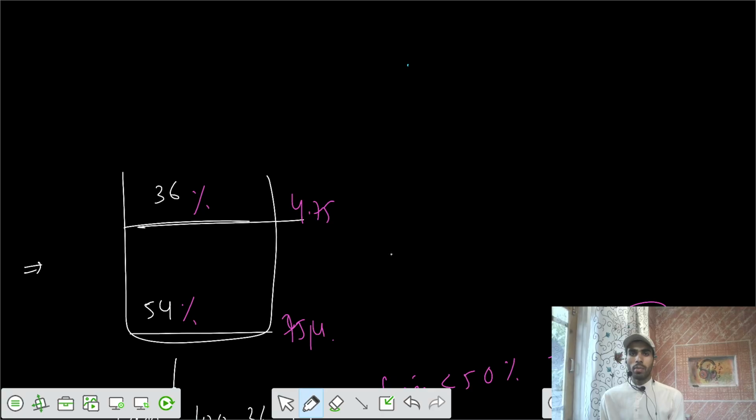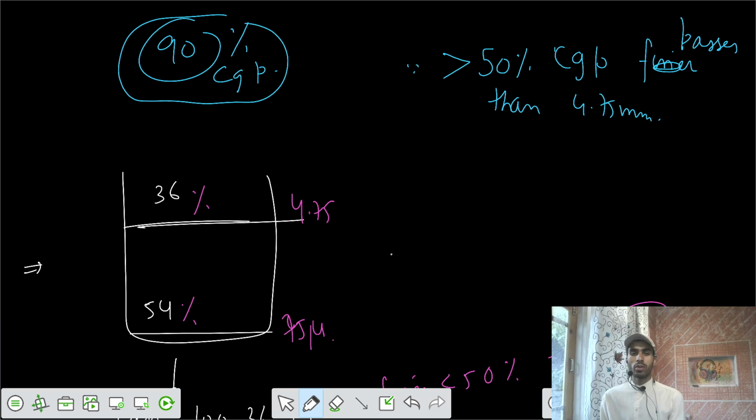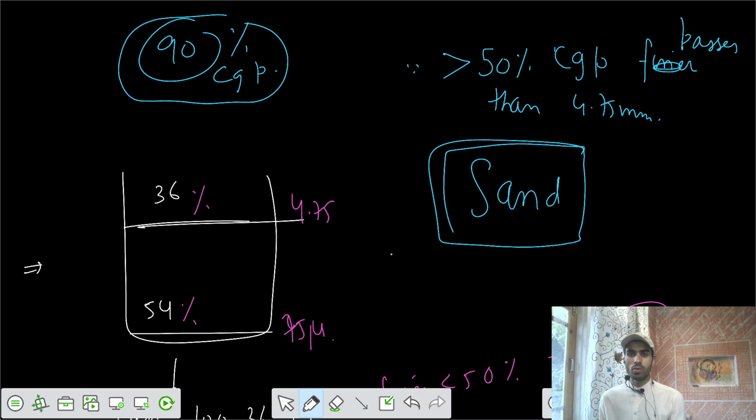So I would say because more than 50% of the CGP is finer than or passes 4.75. Can you see that? More than 50% of CGP, that is actually 90 out of the 90% of the total CGP. This is total 90% CGP. Out of that, your 54% is actually contributed by sand. So there, I would say sand is dominant here. The proportion of sand is more. Can you say that sand is more?